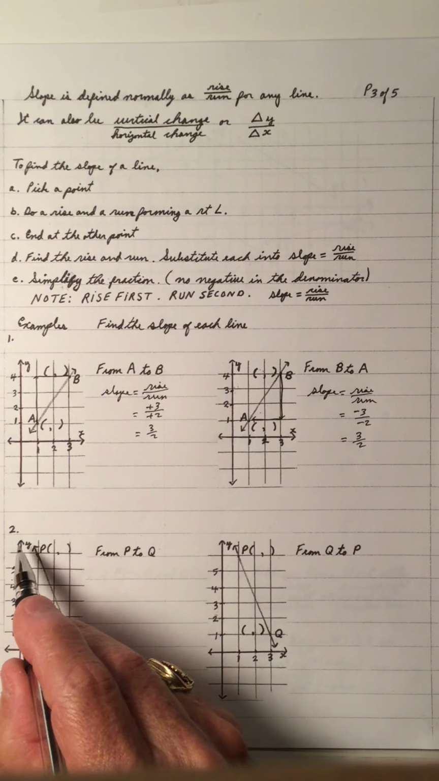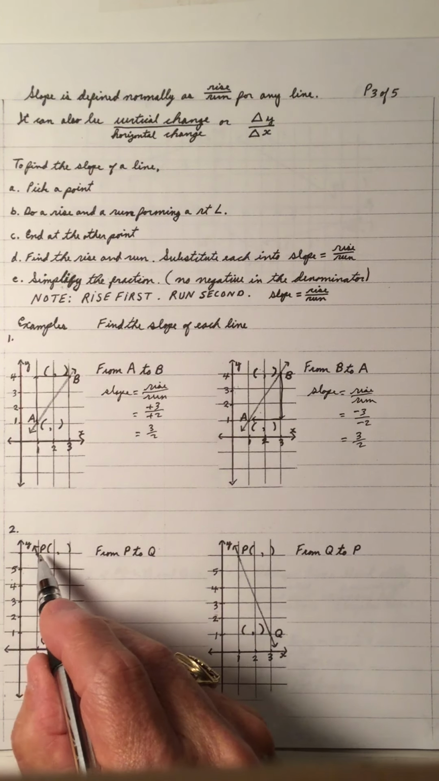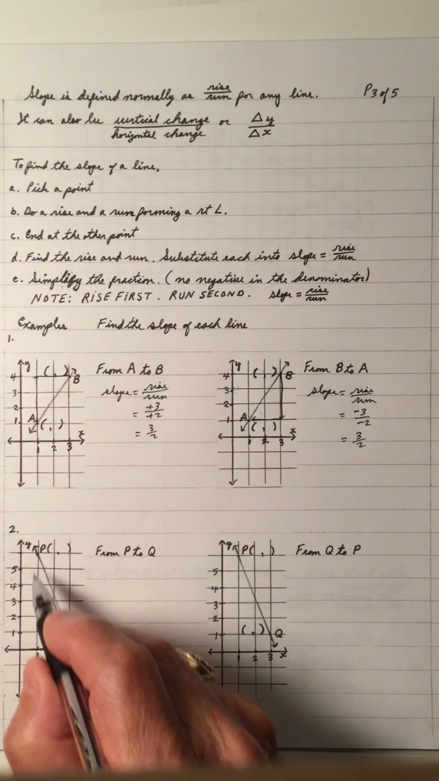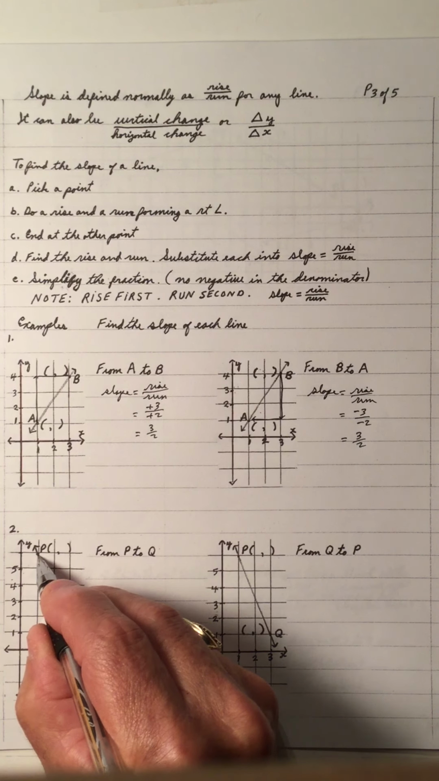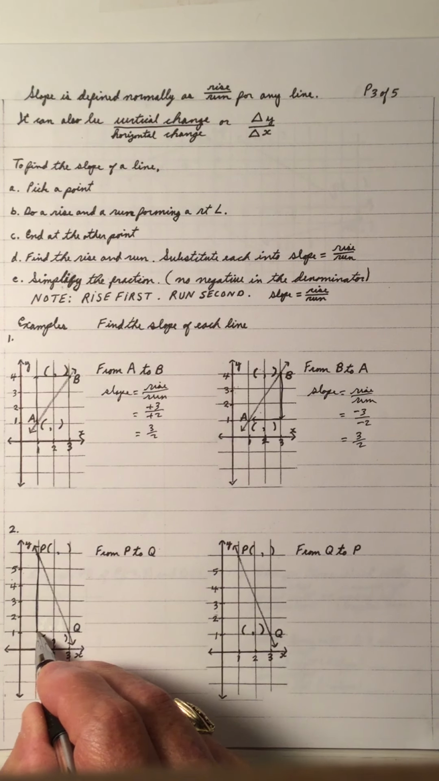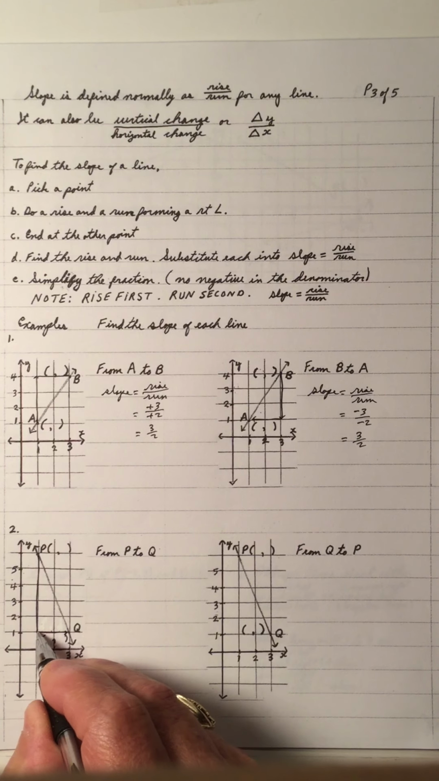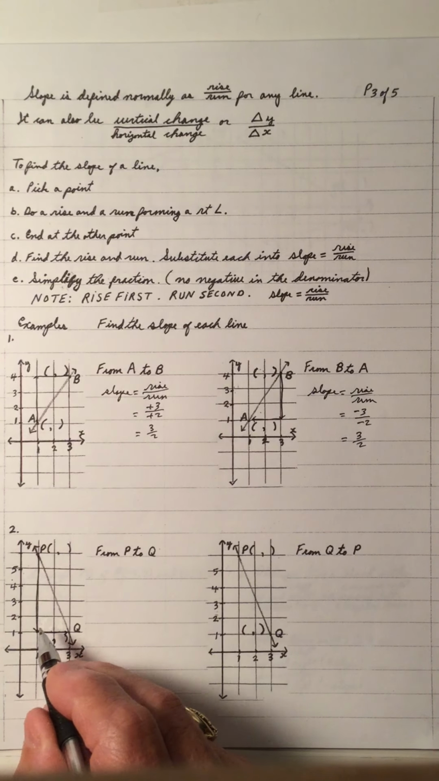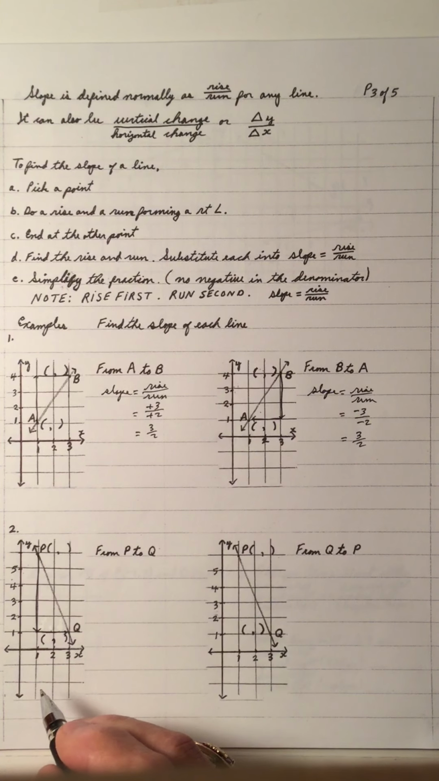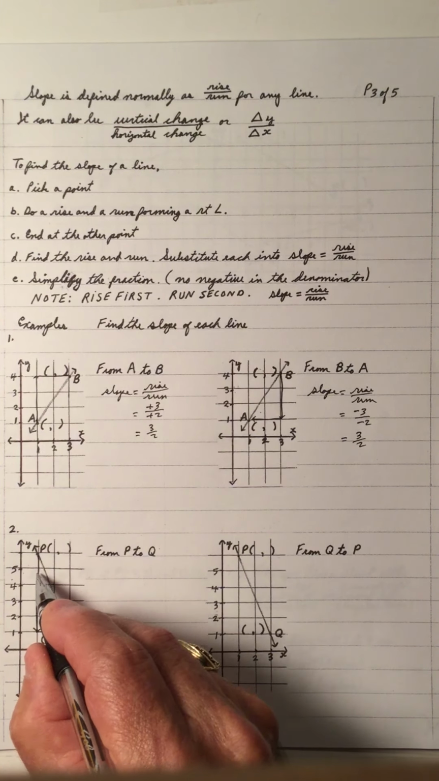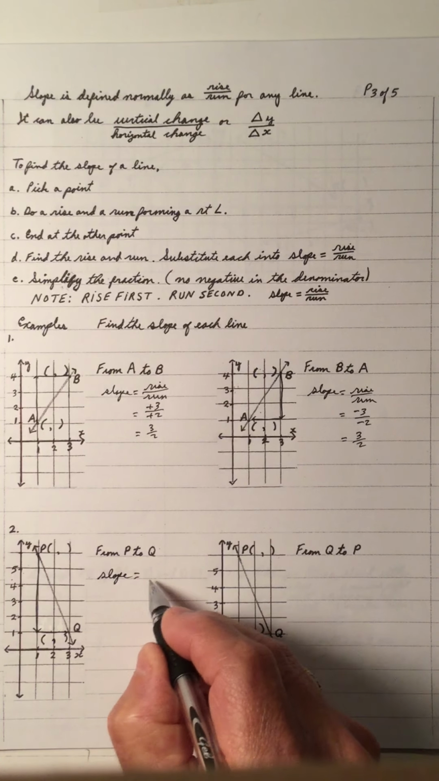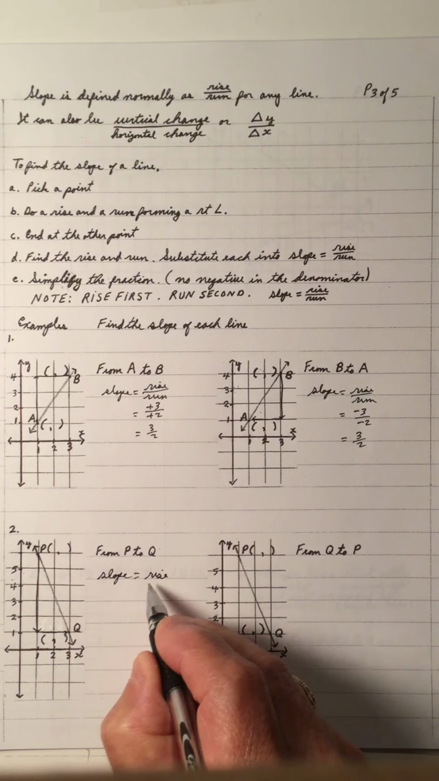Let's do another one, number 2. Let's find the slope from P to Q. Here we can go down and then to the right. I always do my vertical first. I always do my rise. Rise means up or down. So let's do it: the slope formula is rise over run.